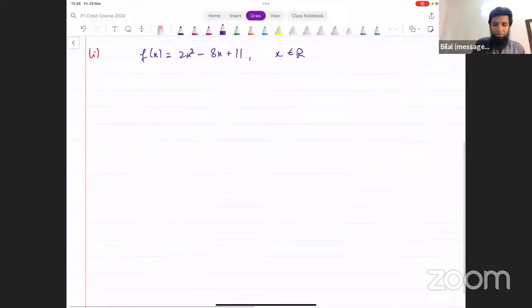How do you complete the square? Take 2 common outside. And that leaves you with x squared minus 4x, leave some space, and you have 11 over 2. Now you could keep 11 outside the bracket as well, as in don't take anything common from that. That's also fine. That will also work. Or you can take 2 common from 11 as well. In that case, you'll have 11 over 2 left here. Okay.